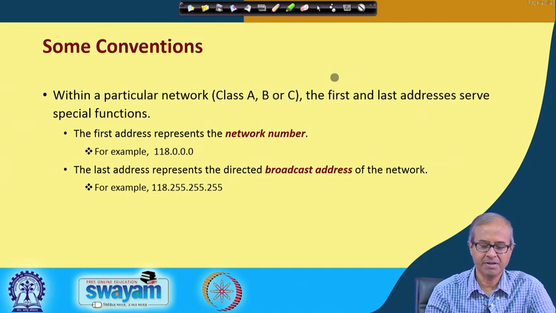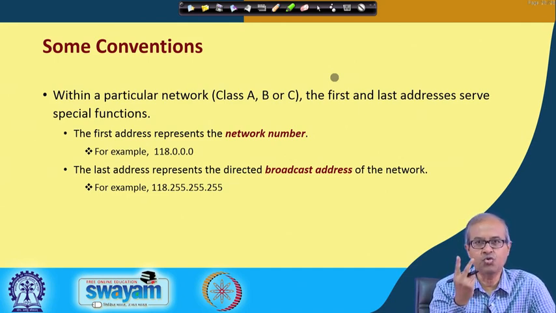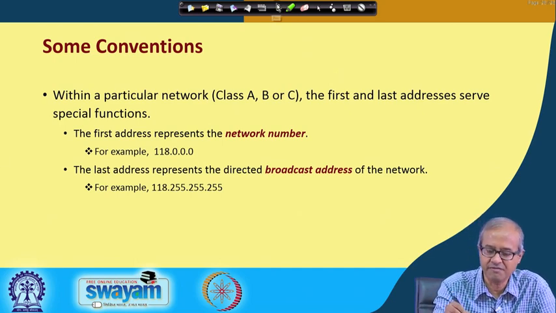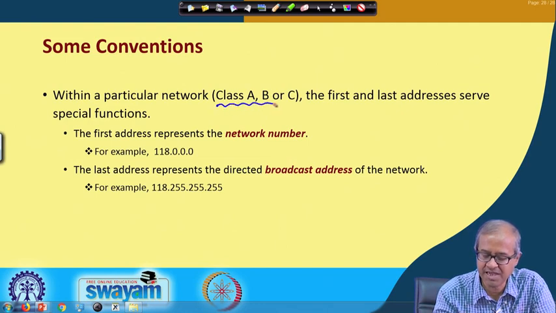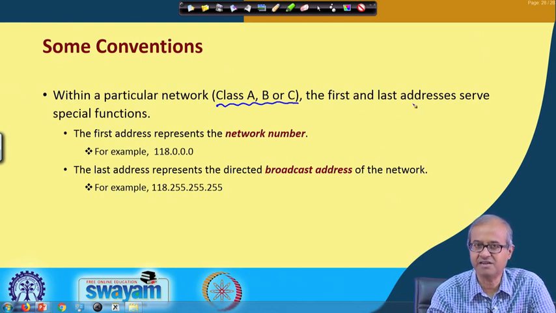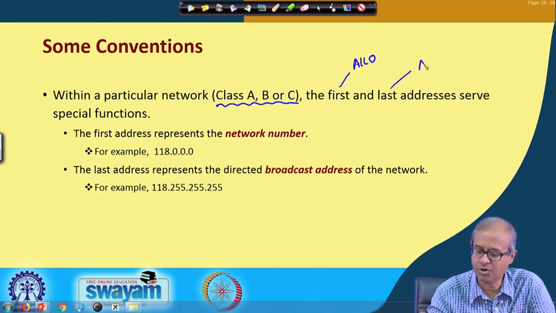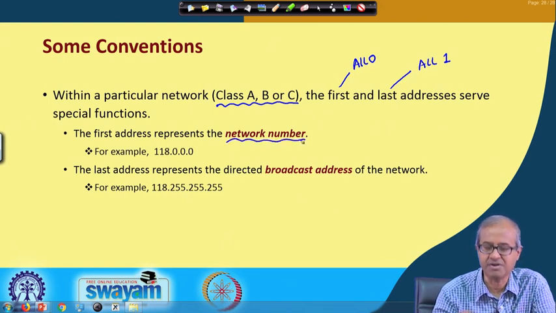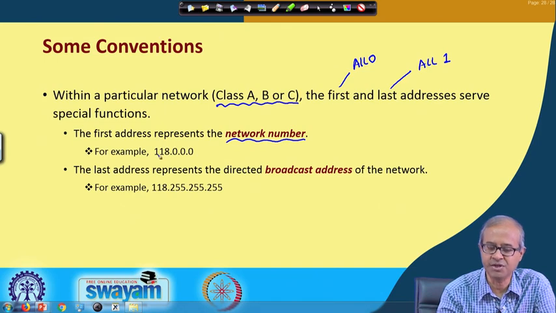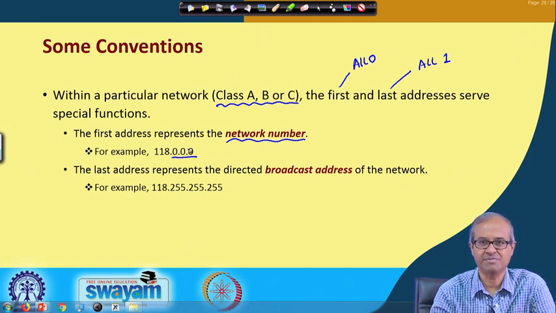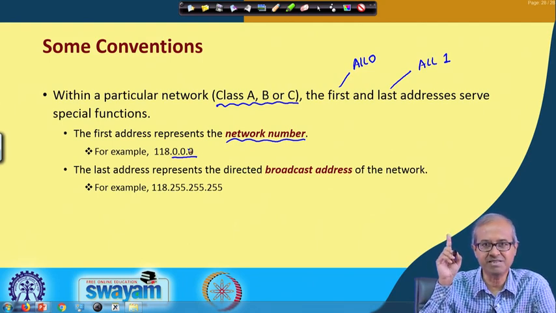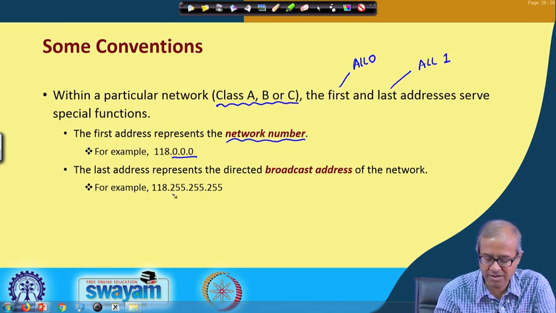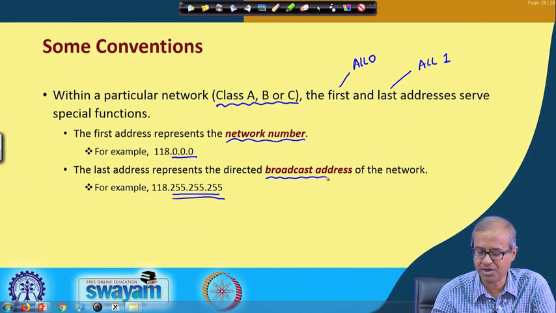Now, some convention. I told you that for the host part, there are two addresses which are special purpose, the all 0 and all 1. The convention that is followed is as follows: for all of class A, B or C networks, the first and last addresses, first meaning the all 0 address and the last meaning all 1, serve special purposes. The all 0 address specifies the network number. Like 118 is the address of the network. If you write 000 in the host part, 118.0.0.0, this identifies the network. And if you write all 1 like this, this refers to the broadcast address of the network.